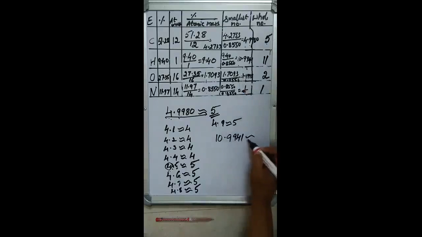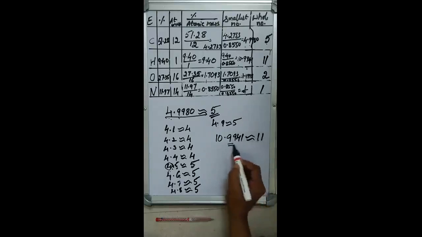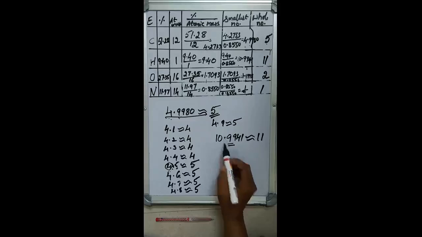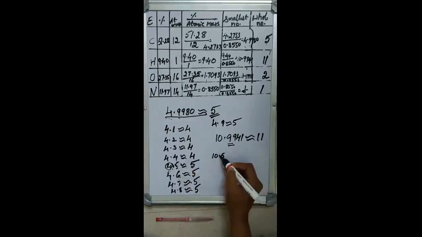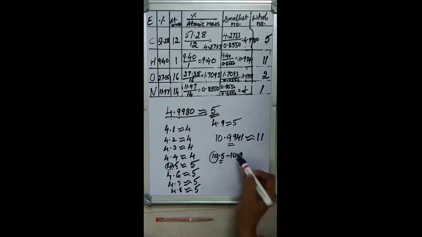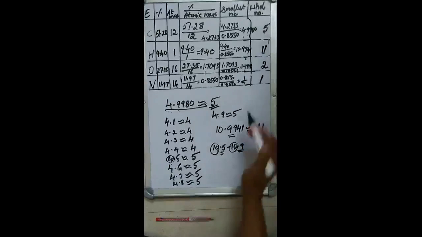10.9941. This is considered as the next whole number, 11. Why? Because whenever the decimal is from 0.5 to 0.9, this number can be converted into the next whole number. So what is the next number after 10? It is 11.